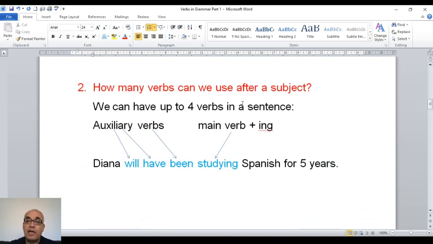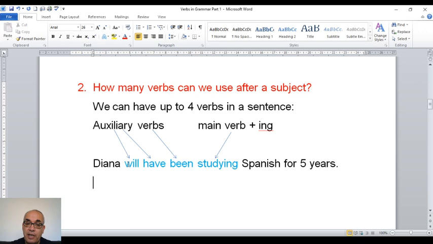How many verbs can we use after a subject? We can have up to 4 verbs in a sentence. Example, Diana will have been studying Spanish for 5 years. So I have, will is an auxiliary verb, have is an auxiliary verb, been is an auxiliary verb, study is the main verb, and we put ing to it. So will have been studying, this is the verb in the sentence. So 4 words in a sentence make 1 verb.